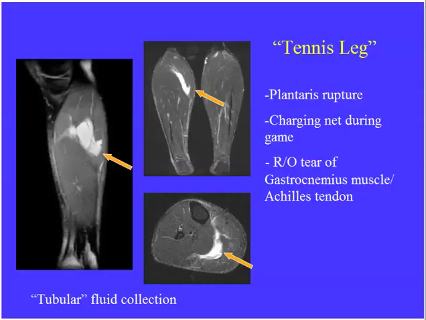Another entity that can be misinterpreted as a mass on occasion is the tennis leg, which is the rupture of the plantaris. This has a very specific MR appearance. When we see a rupture of the plantaris muscle, we see a tubular fluid-like collection that tracks along the expected location of the plantaris tendon. So on T2 weighted images, when you look in the posterior calf and you see this tubular collection of fluid, that represents a disruption of the plantaris tendon, usually at the musculotendinous junction. And the differential diagnosis is a tear of the gastrocnemius muscle. We can see that the gastrocnemius muscles are normal. There's no strain or tear of the gastrocnemius.